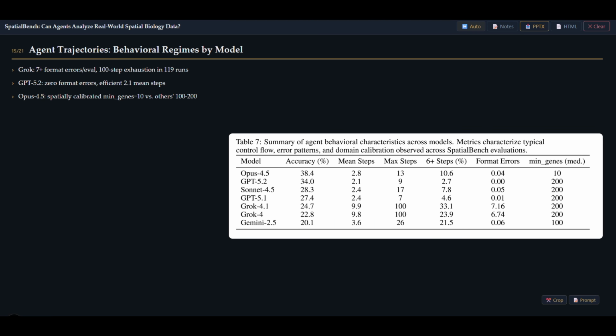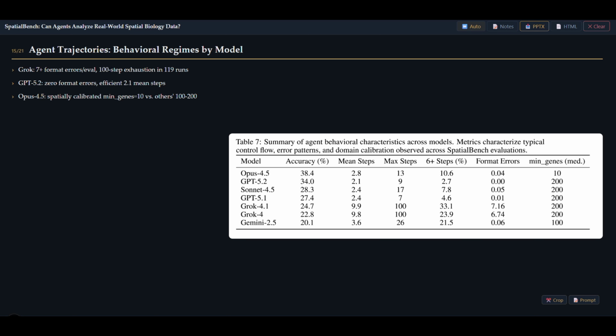Manual trajectory inspection reveals distinct behavioral regimes. Look at the minimal genes column. Opus 4.5 applies a median threshold of 10, which is appropriate for spatial assays where per-cell gene counts are intrinsically low. Every other model defaults to scRNA-seq thresholds of 100 to 200, which is too aggressive for spatial data. This domain calibration difference directly explains Opus 4.5's much higher QC pass rate.